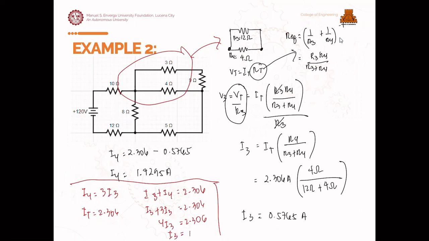That will be 0.5765, which is the same nito. Then calculate natin. I4 is 3 times 0.5765. So I4 natin is equals to 1.7295. Okay? So equals dito. Which is much simpler, tandaan.